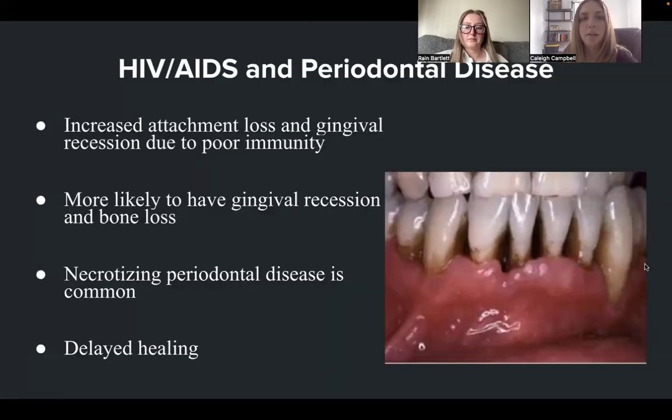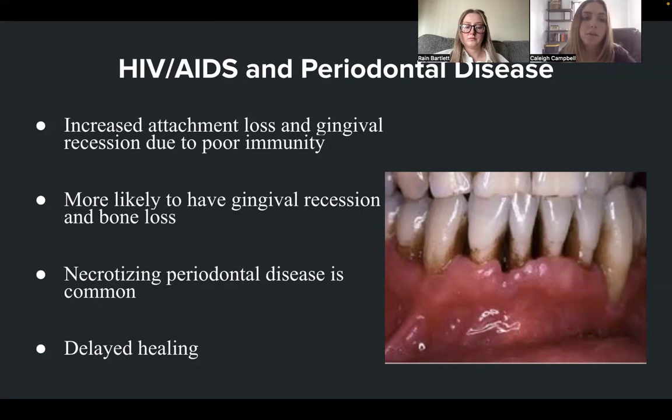HIV and AIDS and periodontal disease. So these individuals are more prone to getting periodontal disease in general and just having that gingival recession and bone loss. But also when they have it, it's going to progress more quickly. So they're going to have increased attachment loss and gingival recession.